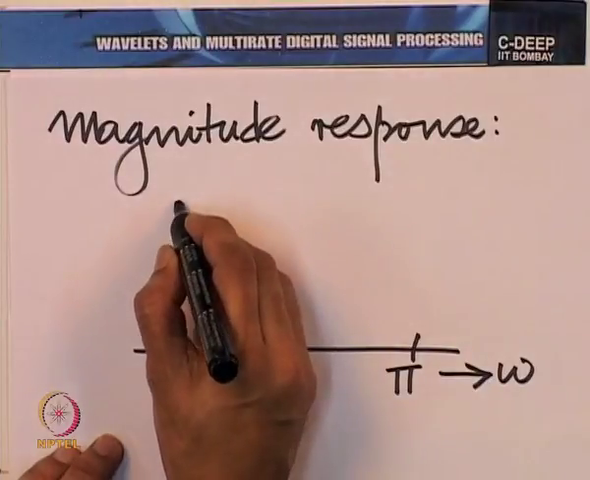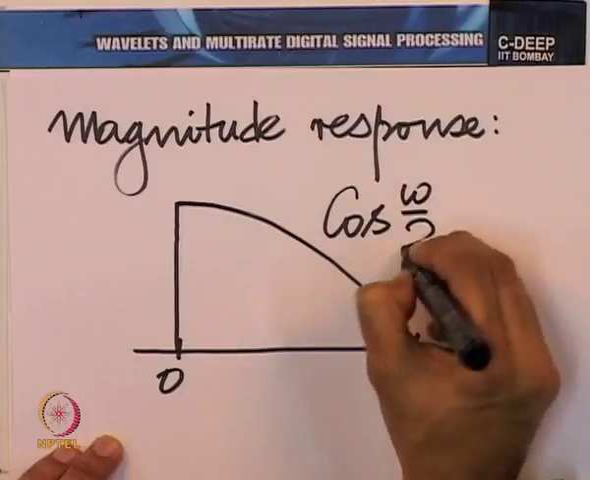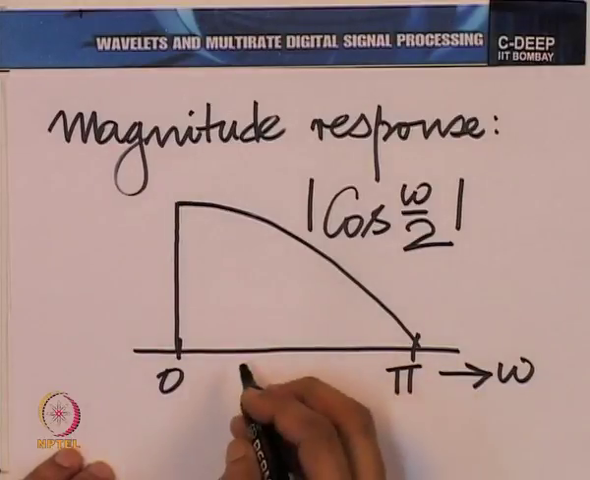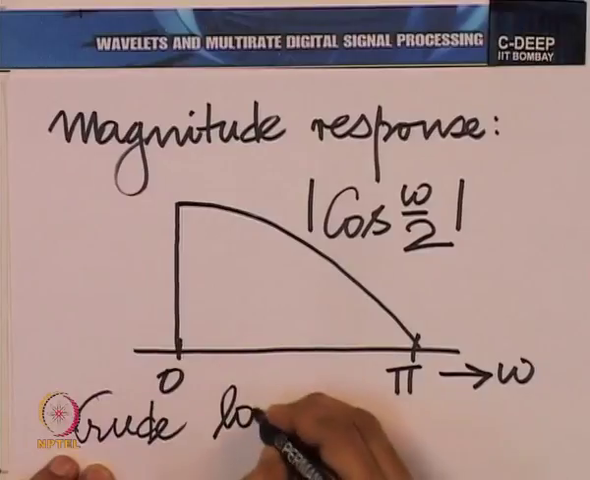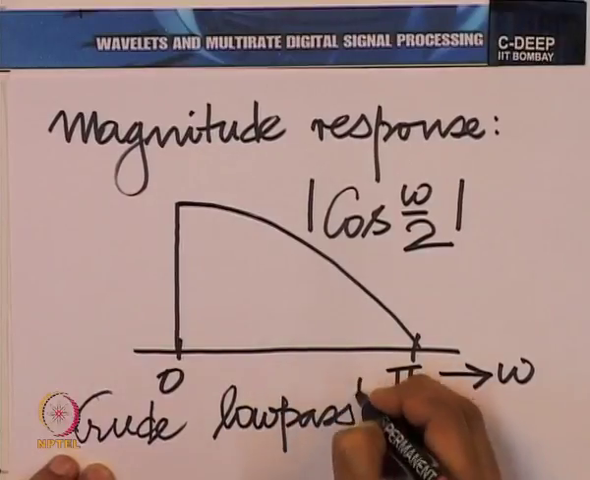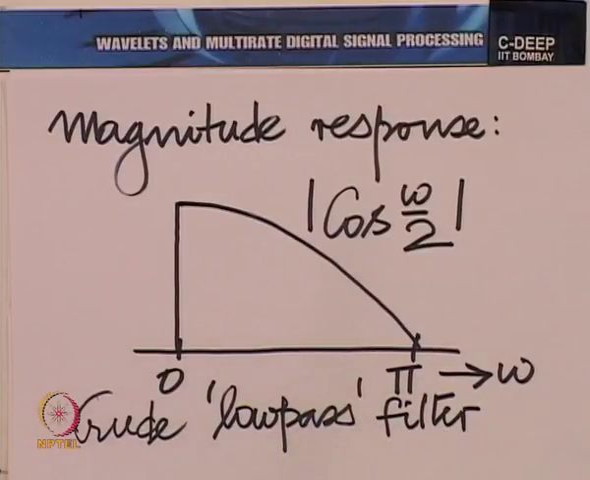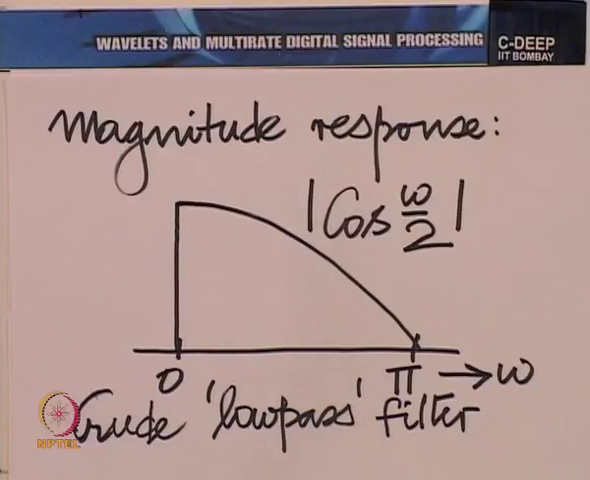You can see that this is the kind of pattern that is going to show, essentially of the form cos omega by 2. And for the moment, we can already see that this is something like a crude low pass filter. I say it is a low pass filter because it emphasizes the lower frequencies and de-emphasizes the higher frequencies. I say it is crude, it is far from ideal.